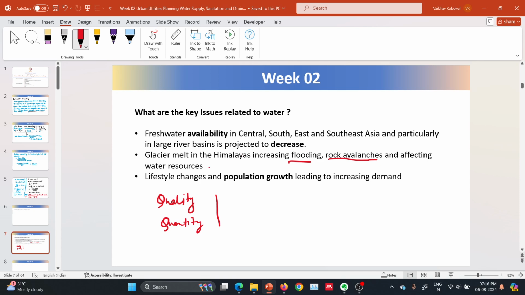So quality is deteriorating, quantity is also getting reduced, and because of the melting of the glaciers and all, we are affected, and lifestyle change. Because of the lifestyle change, we are producing more water and wastewater, more wastewater actually. And population growth itself is a big issue. So these are the key issues related to the water.